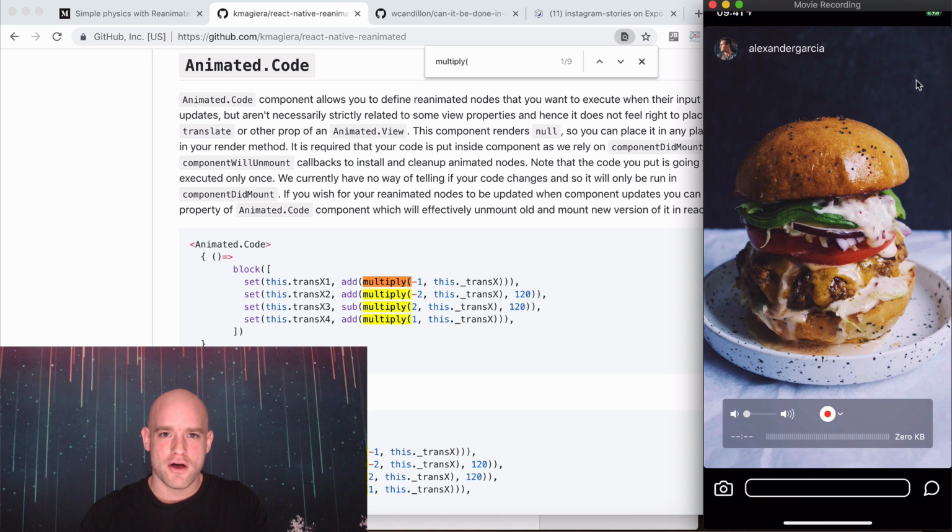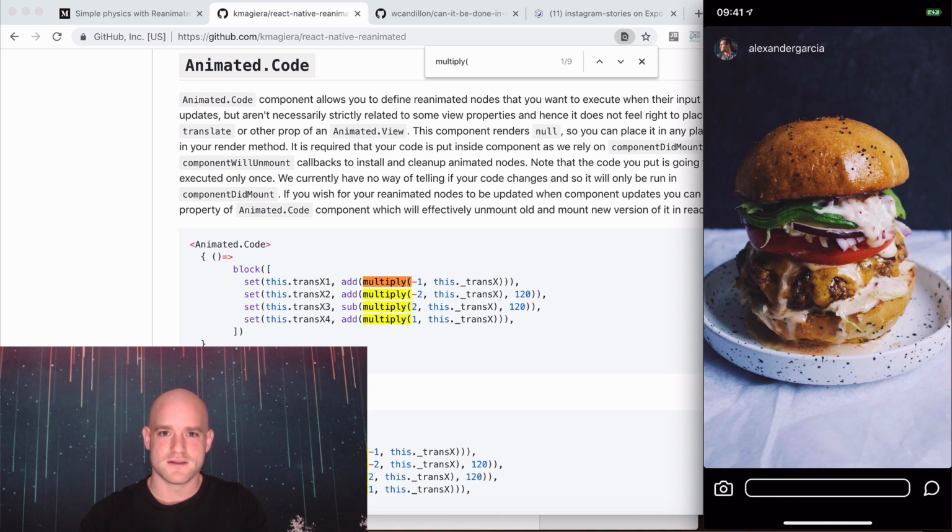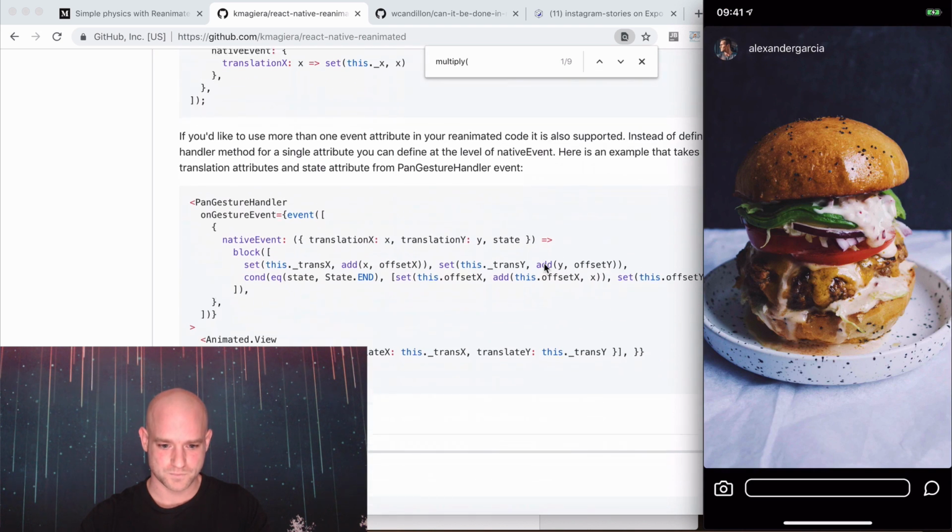This and the gesture handler module are going to enable us, as React Native developers, to build extremely strong, extremely performant and reliable user experiences. So I'm really excited about that.